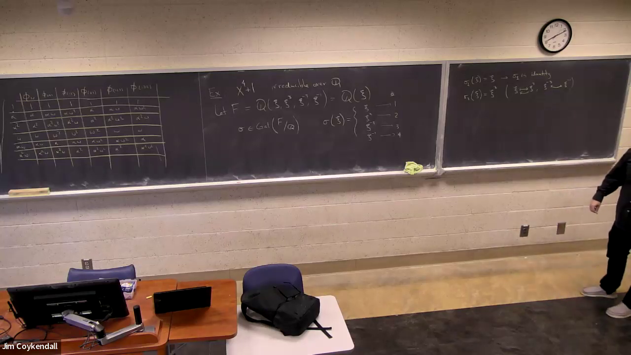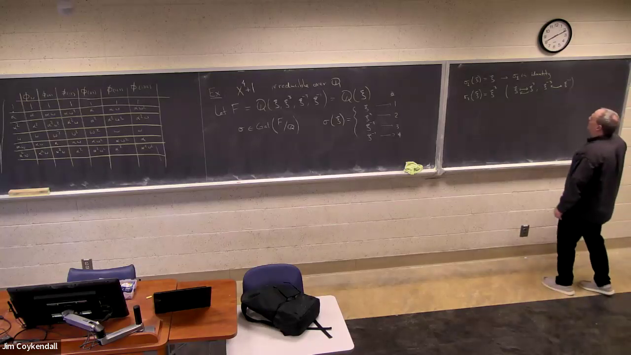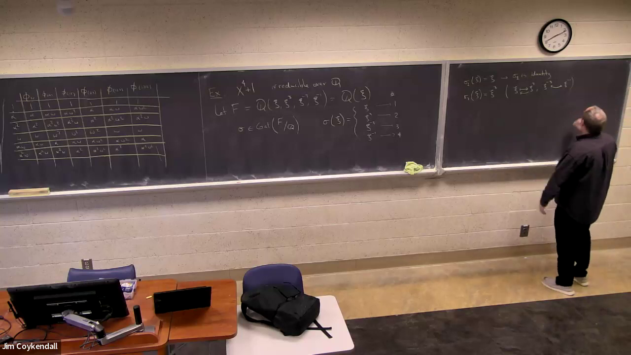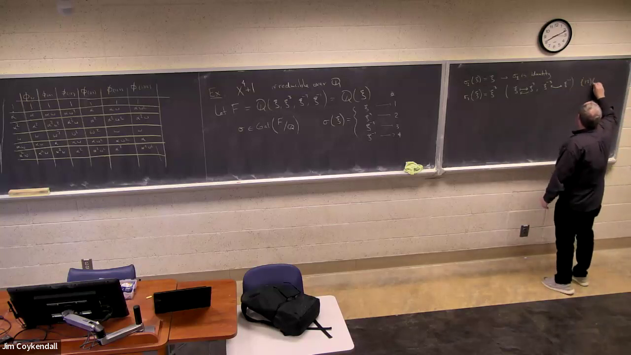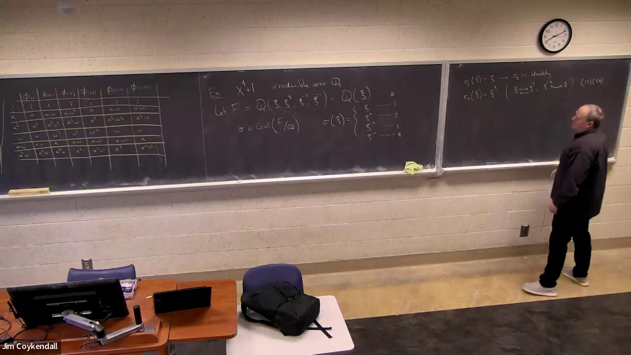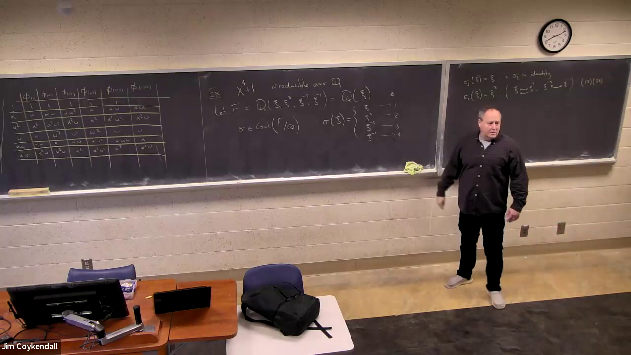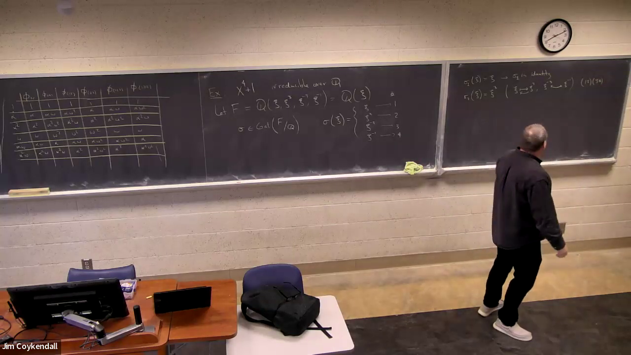This induces a permutation on the roots, right? In fact, it will give the permutation 1, 2, 3, 4. Agree? What else could we do?